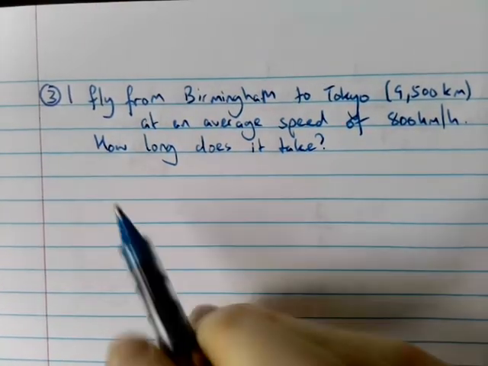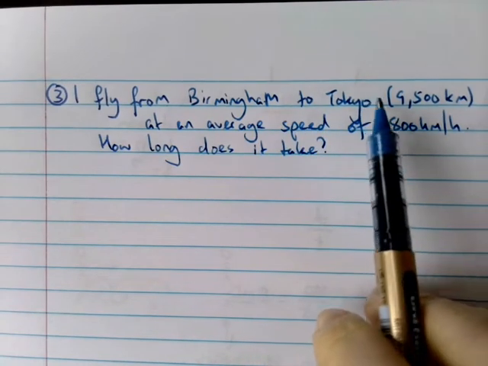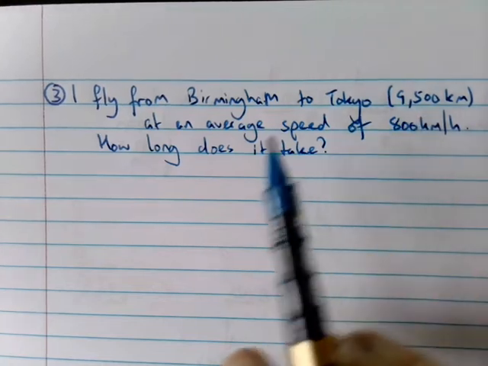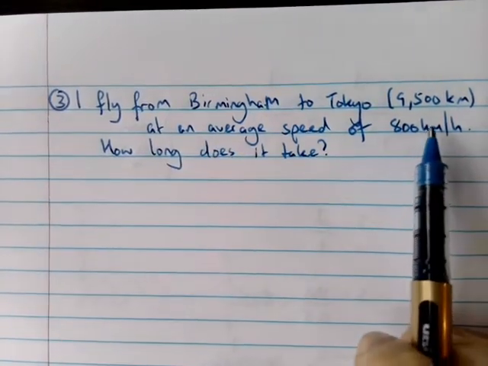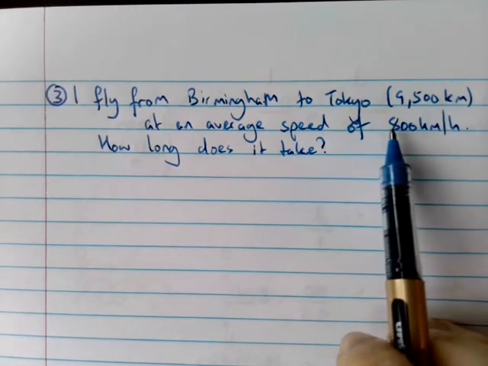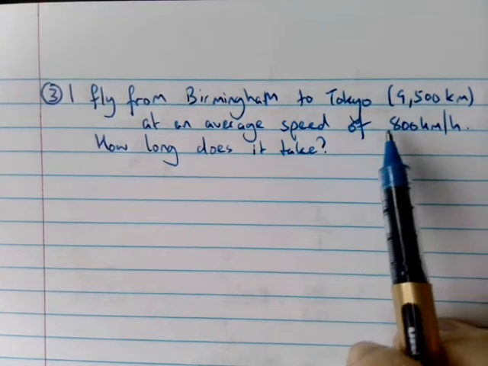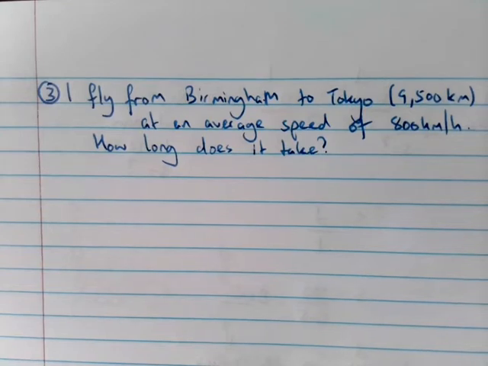Okay, so I fly from Birmingham to Tokyo, going to watch the Olympics. And that distance is 9,500 kilometers, and I fly at an average speed of 800 kilometers per hour. Obviously at the start I'm not going to be going that fast, and at the end I'm not going to be going that fast, but on average I will be going 800 kilometers per hour. How long does the flight take?